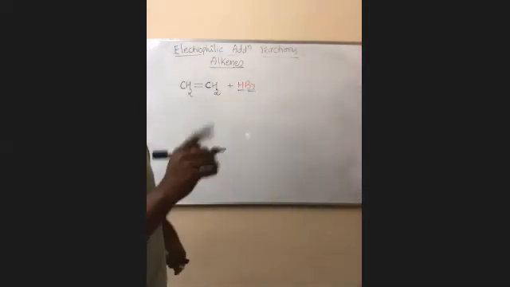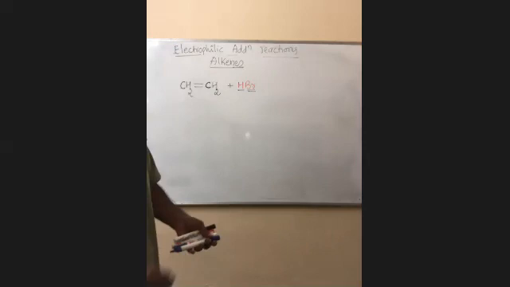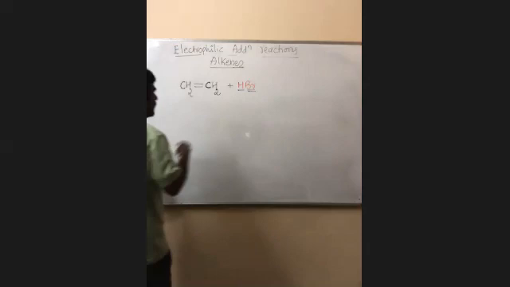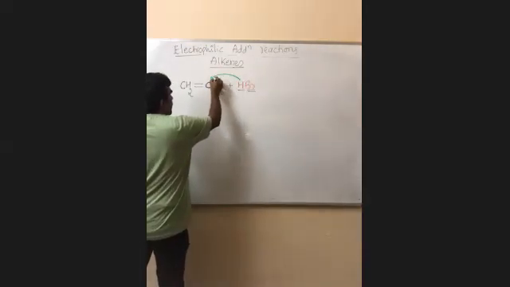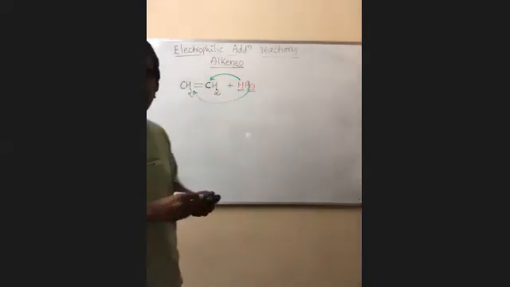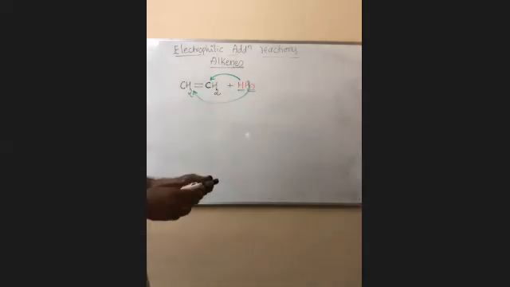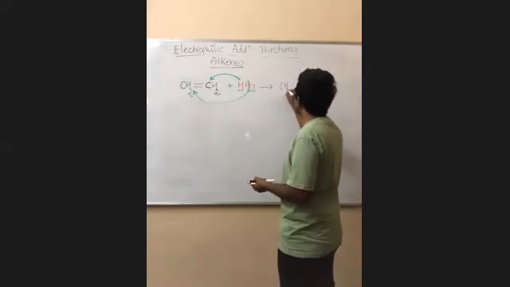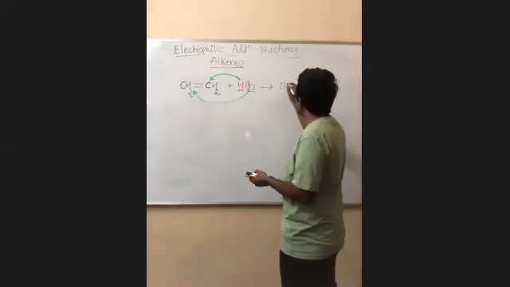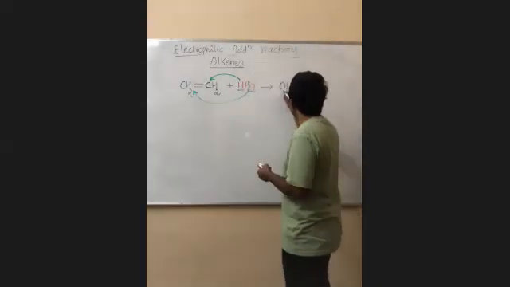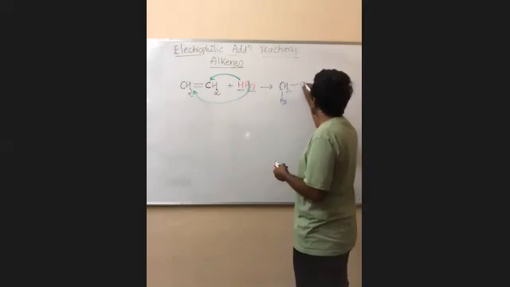Hydrogen is added to one carbon and bromine is added to the other carbon. For example, say hydrogen is adding to this carbon and bromine is adding to this carbon, or vice versa. Change it. Hydrogen added to any carbon, the product will not change. So what is the product here? The product is CH2Br, a single bond, CH3.